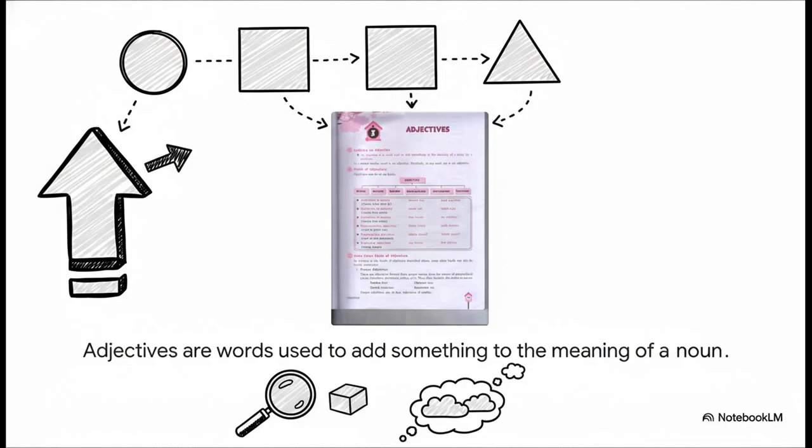But here's the interesting part. Adjectives can actually change their form. Yes, they have special forms to show different levels of comparison. We call these forms the degrees of comparison. It sounds a bit technical, but trust me, it's very simple. Let's find out what they are.